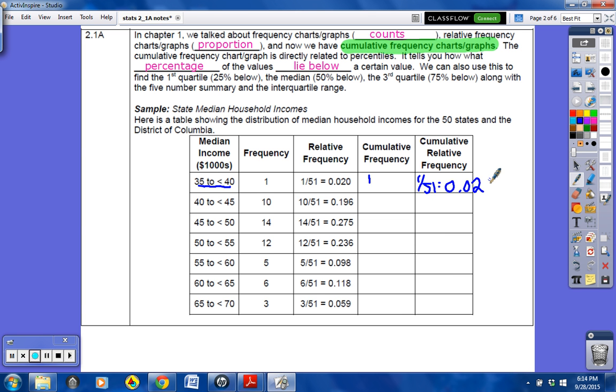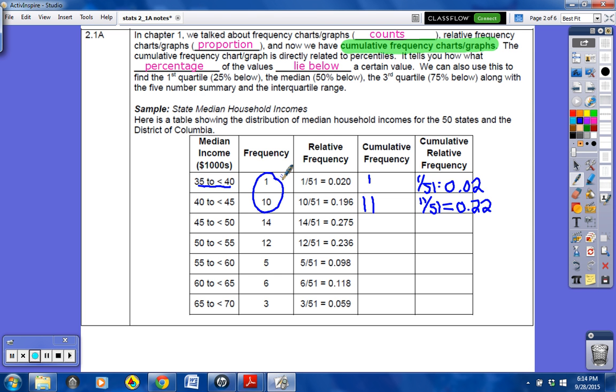Now as I move up, I'm going to start adding it together. So in this one, how many altogether are below? So now we have 11. So when I calculate the cumulative relative frequency, I'm talking about 11 out of 51, which gives me an ugly decimal. I'm going to go ahead and round it, 0.22. So about 22% are below that value.